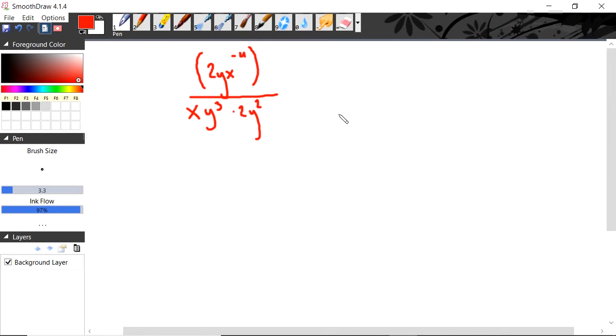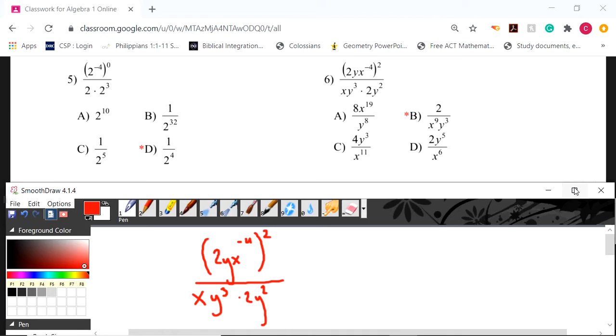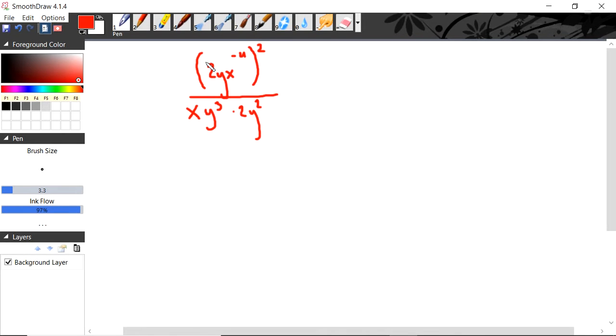But, oh, I forgot something. Raise to the 2. Alrighty. This 2 goes to everything. So it's 2 to the 2. People always forget this portion of it. Y to the 2. X to the negative 4 times 2.